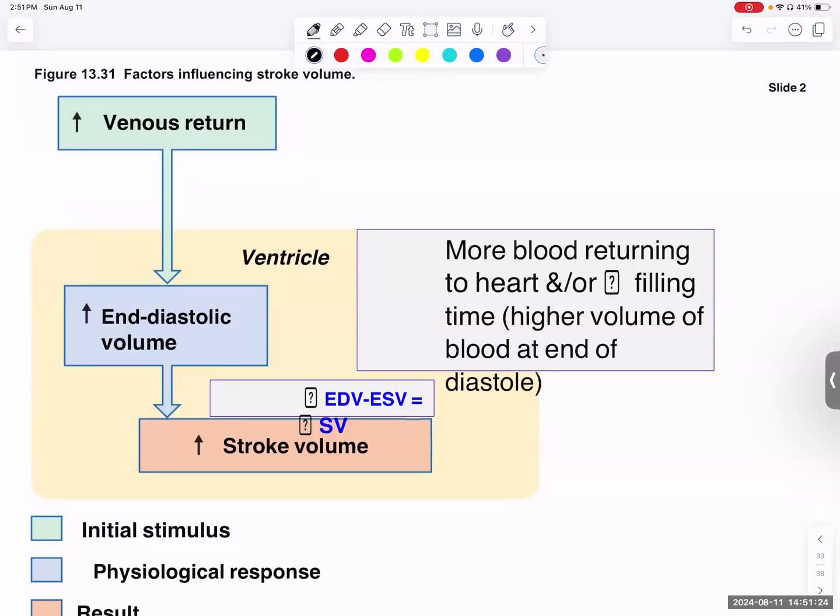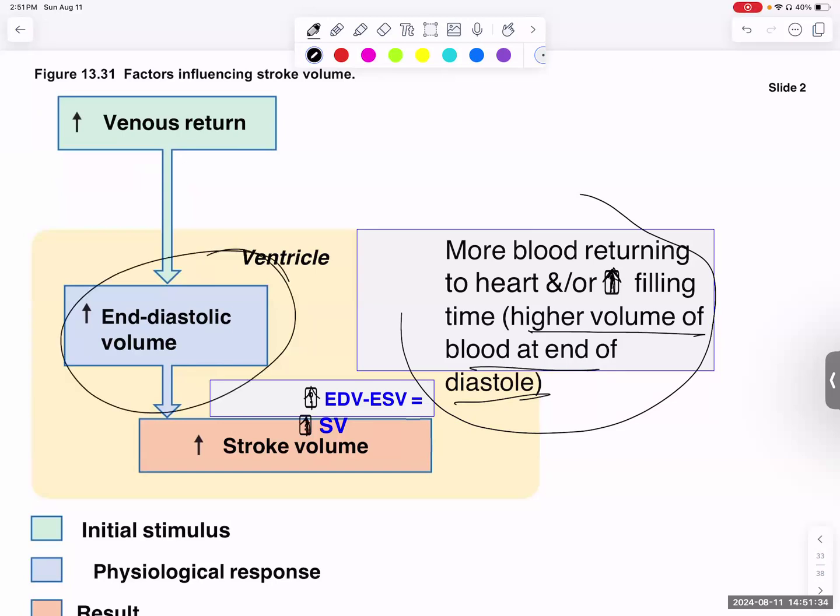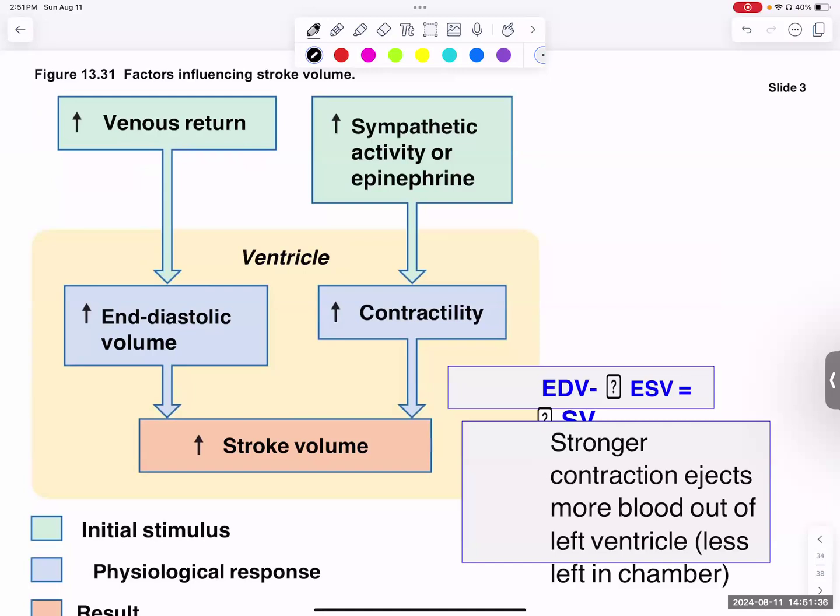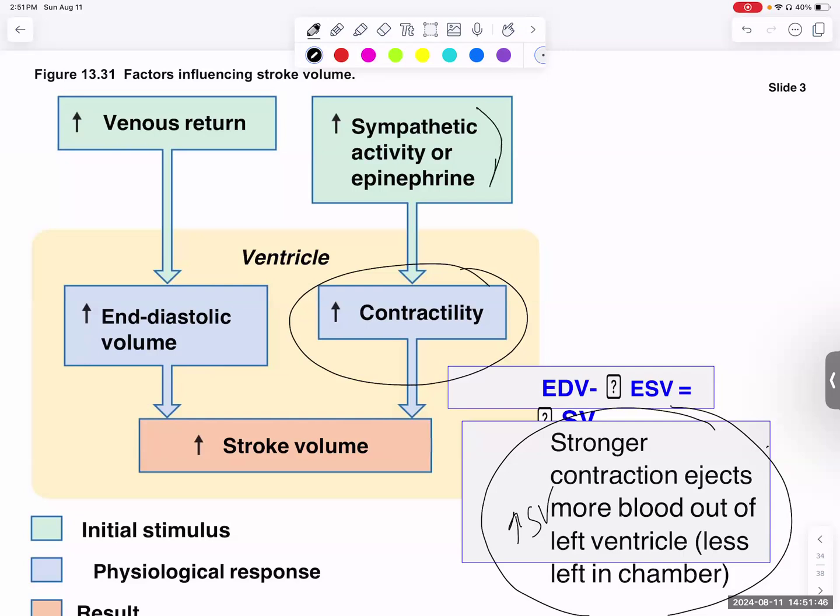So more blood returning to the heart and/or increase in filling. You have a higher volume at the end of diastole, you're going to increase stroke volume. So that's here. Stronger contractions eject more blood out of the left ventricle. Stronger stroke volume here. And this is sympathetic activity or neurohormones.